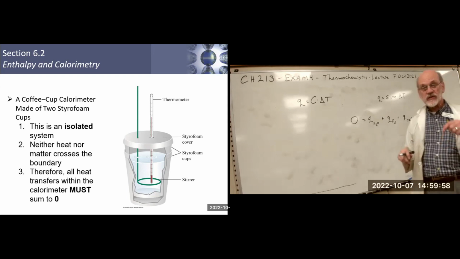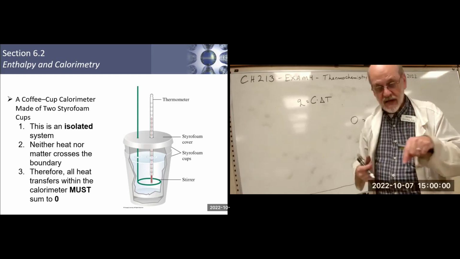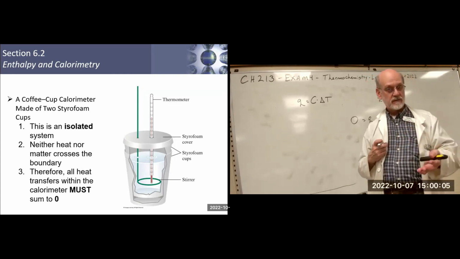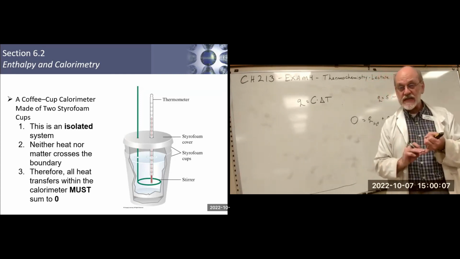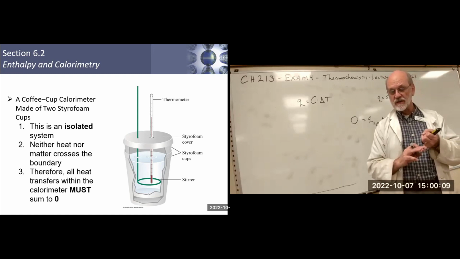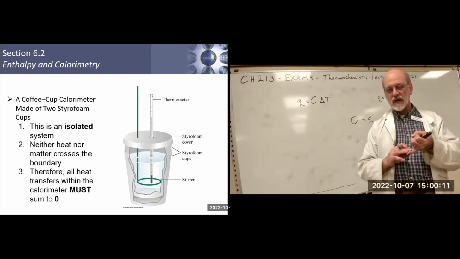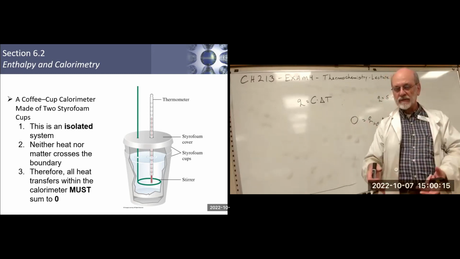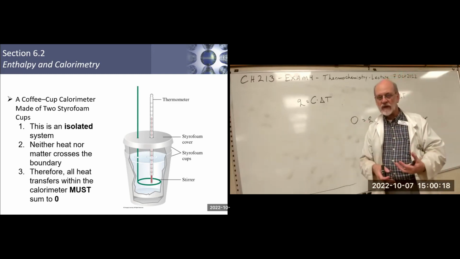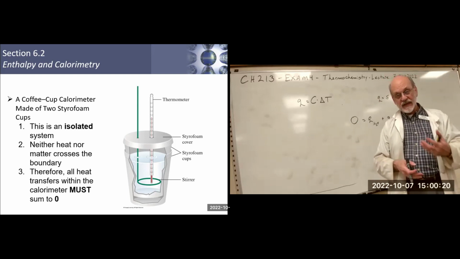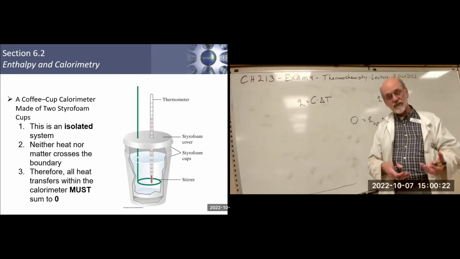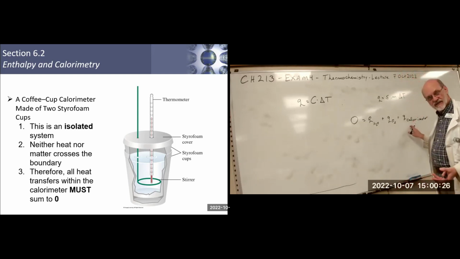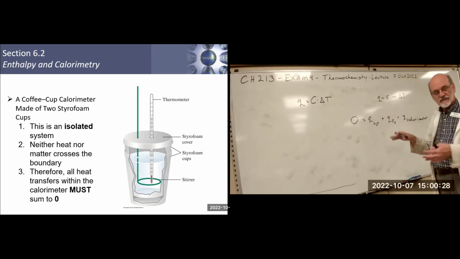that can be attributed to the calorimeter itself. Right? The calorimeter is not a neutral player. That thermometer has a heat capacity. It can absorb some energy or give up some energy. If we had the stirrer in there, it would do the same. The walls of the cup, that material, styrofoam, it's a good insulator, but it can still absorb heat or give up heat. Right? So we have to determine what that is in our calculation.